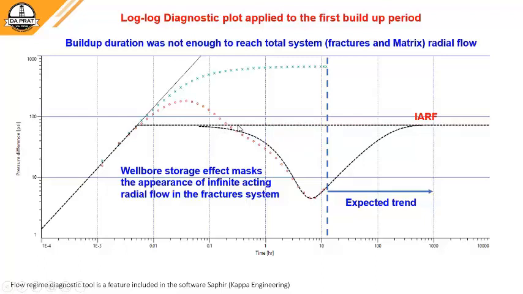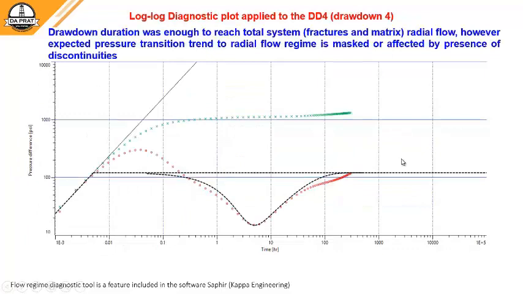So let's go to the fourth drawdown. In this case, the drawdown was enough to reach, let's say, the total system, but we don't see here, as expected according to this tool, that this is stabilized. And actually from here on, the pressure trend, one of the benefits of the derivative that you can see here, is that it departs. It means that there are discontinuities getting superimposed on what you expect here, and the resultant is this trend here.